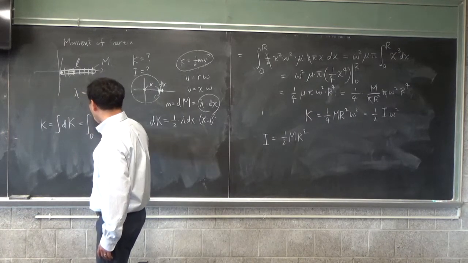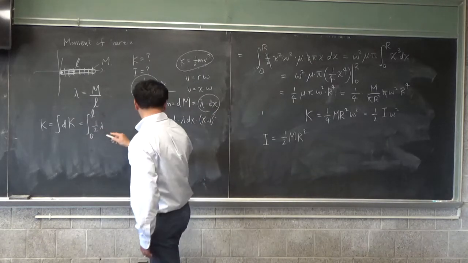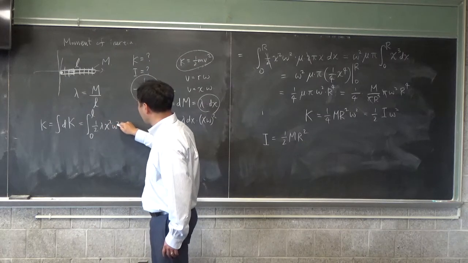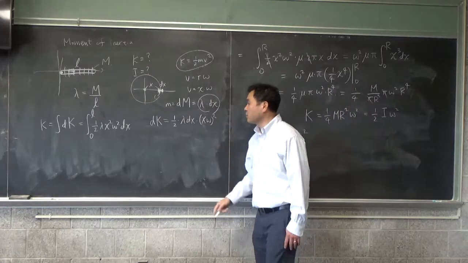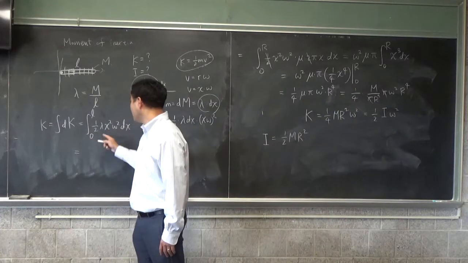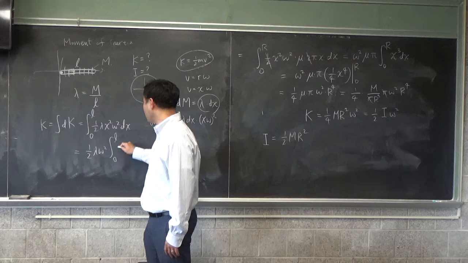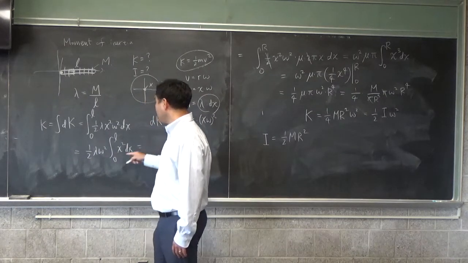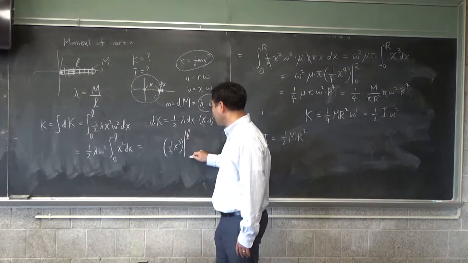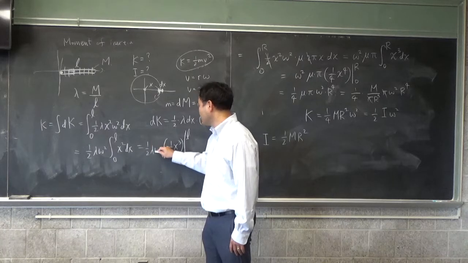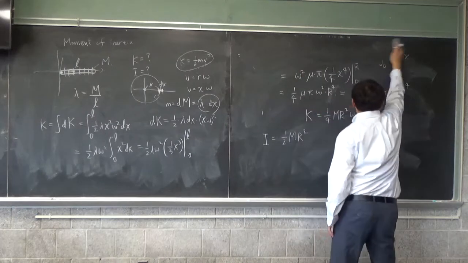So that's what we have to do. Integrate from 0 to L of all of these added together, 1/2 lambda x squared omega squared dx. Then we pull out all the constants outside. So 1/2 lambda omega squared, and you integrate from 0 to L of x squared dx. And that's an easy integral to do, 1/3 x cubed. Plug in L and 0, and then you multiply by 1/2 lambda omega squared. And this time it's even easier. We're almost there.